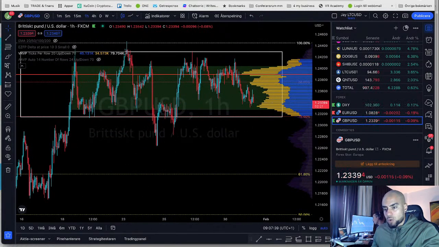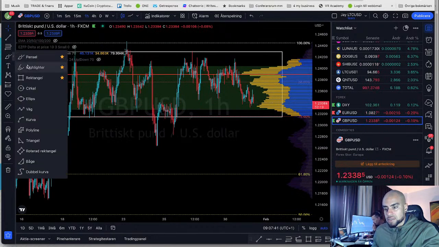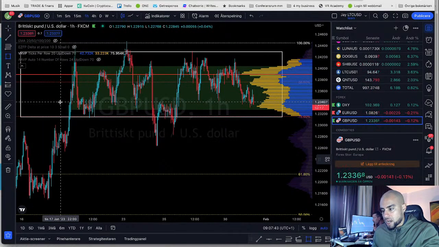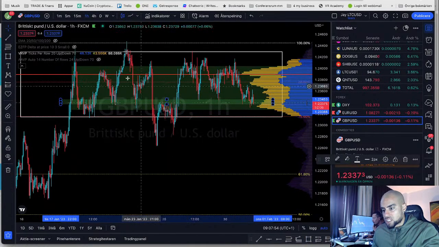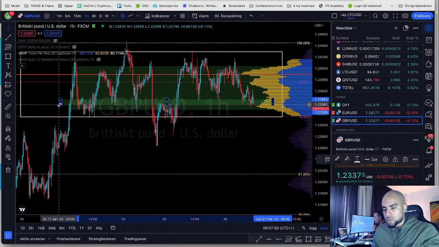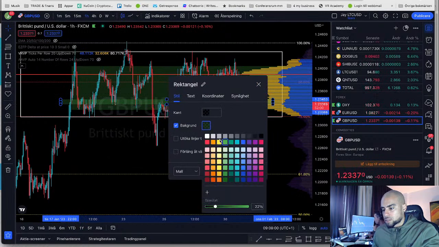The only thing we quickly can say here, before we move on, is that this here is a very strong support that was acting as resistance previously. And let me just recolor this.